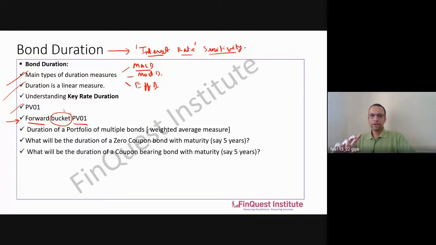Now, if you can have an estimation of forward PV01, you will know, let's say I'm managing a swaps portfolio, then I would have a decent idea that if my forward rates move by 1 basis point, this much is the impact on my IRS position.